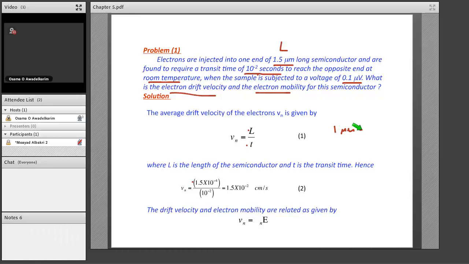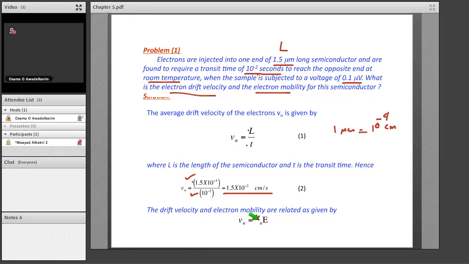centimeters. So 1 micron is 10 to minus 4 centimeter. Okay, so if we substitute that for the length here, and then if we substitute for time 10 to minus 2 seconds, then we get an average velocity of 1.5 times 10 to minus 2 centimeters per second. So the drift velocity is Vn, related to the mobility mu n and the field. This is how they're related.